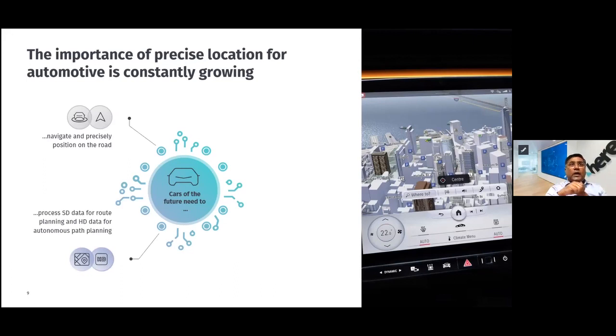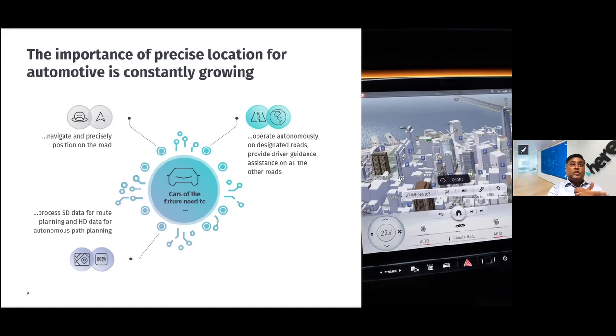As you do that, you require standard definition maps for guidance and route planning, but also high definition data for precise positioning and autonomous path planning. Of course, standard definition maps may not be available everywhere. It is also very important to be very clear that on certain roads the autonomous vehicle is allowed to operate, while on other roads you require driver assistance.